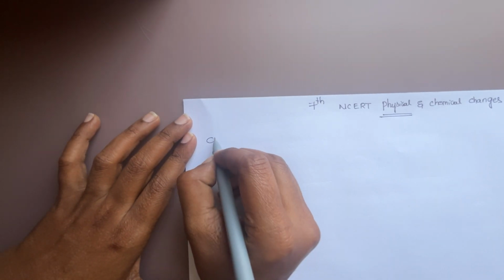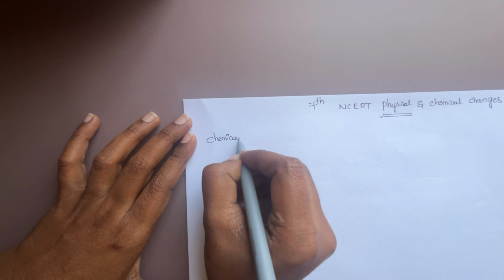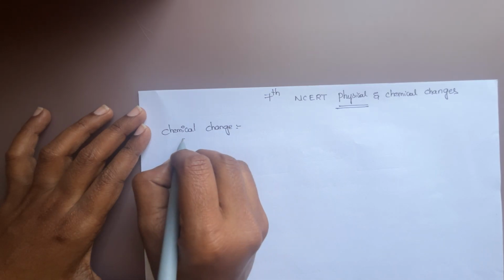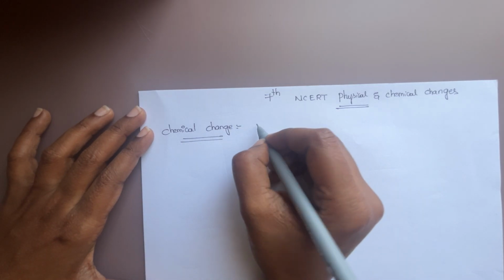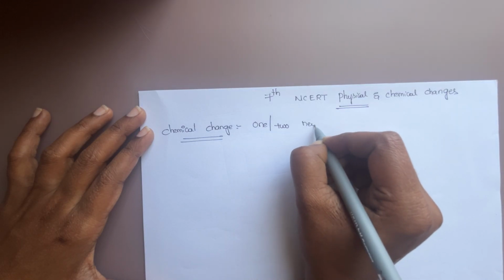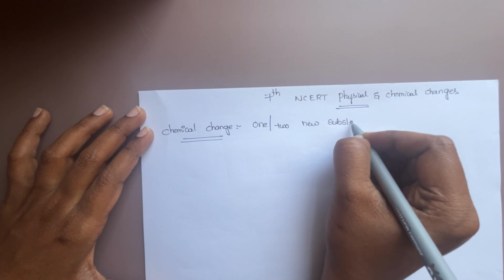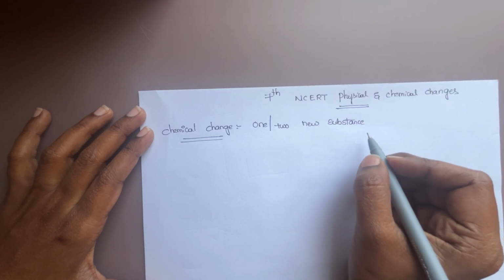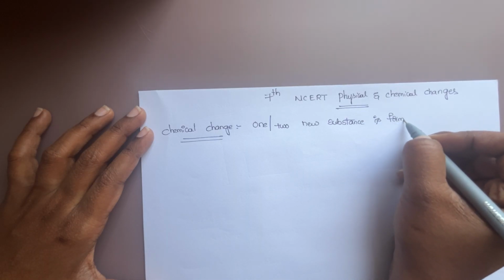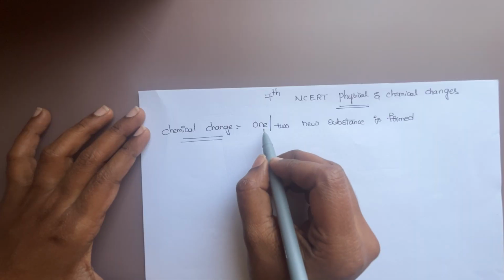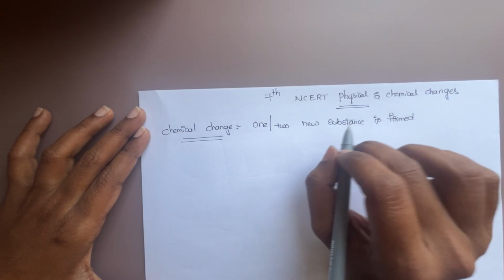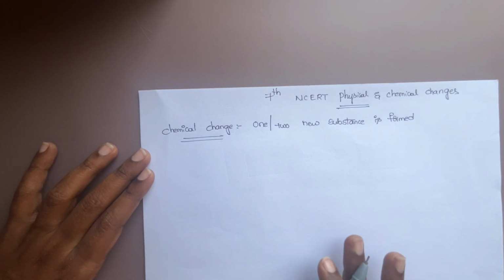So what is meant by chemical change? Chemical change is nothing but one or two new substances are formed. But what is meant by physical change? No new substance is formed. That is what we call physical. But in chemical, definitely one or two new substances are formed. That is what we call the chemical change.